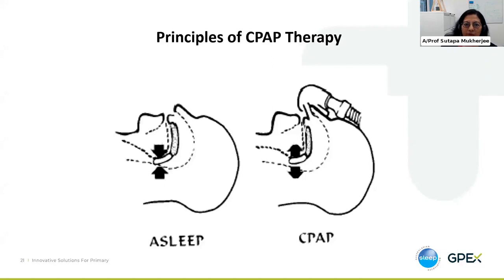And the principles of CPAP therapy are really to provide positive pressure at the nose and the mouth area, which then splints open the airway and effectively keeps the airway open during sleep.